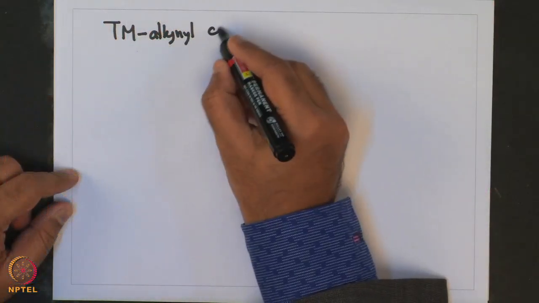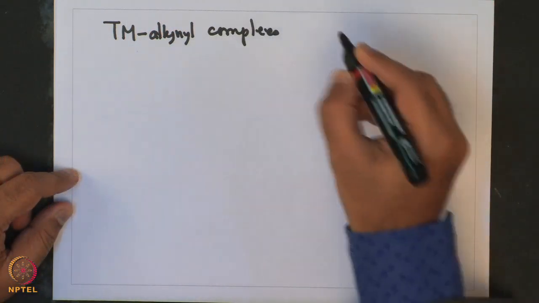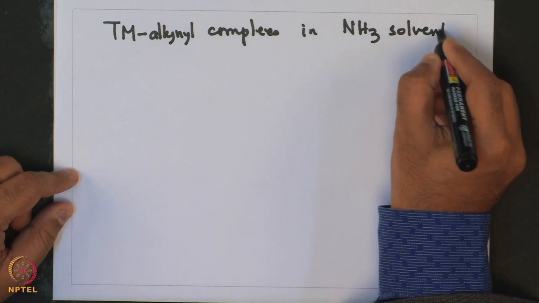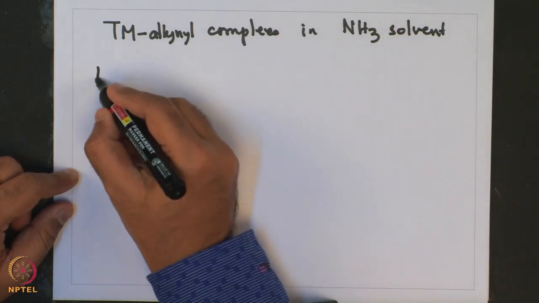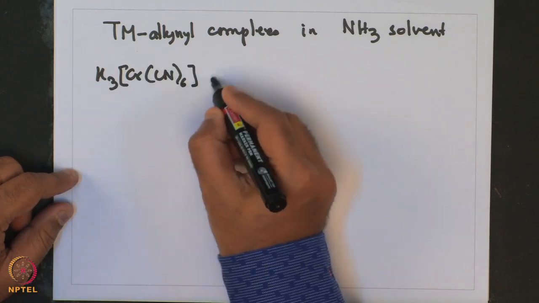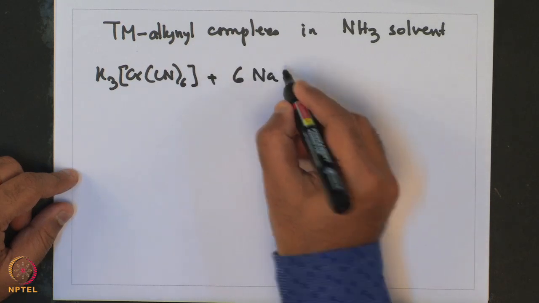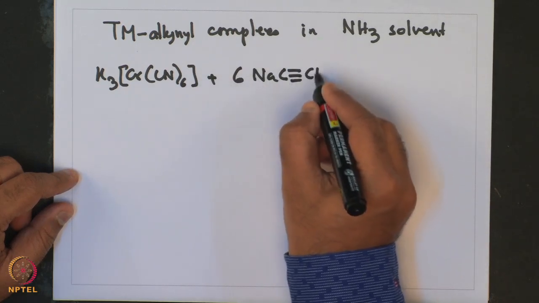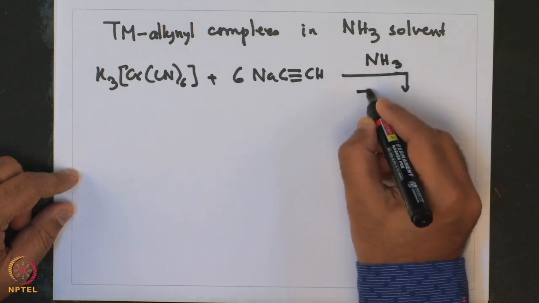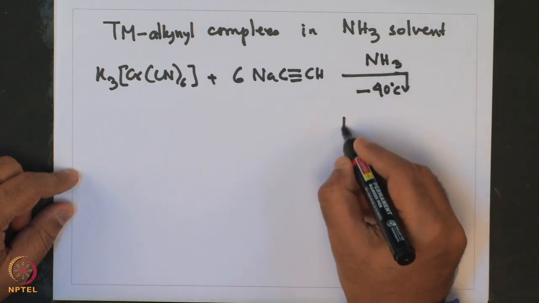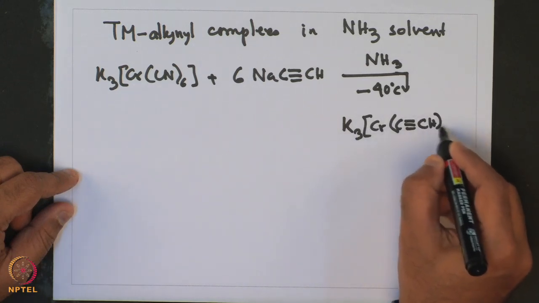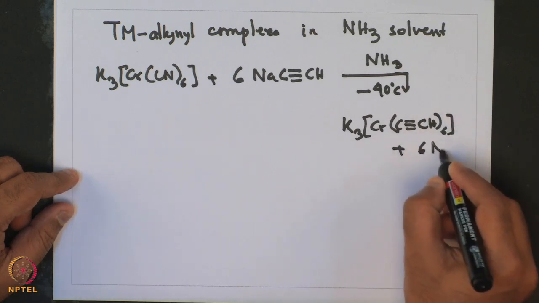These transition metal alkynyl complexes are prepared in ammonia solvent by the following reaction: K3[Cr(CN)6] plus 6 sodium acetylide in liquid ammonia at minus 40 degree centigrade, giving K3[Cr(CCH)6] plus 6 NaCN.